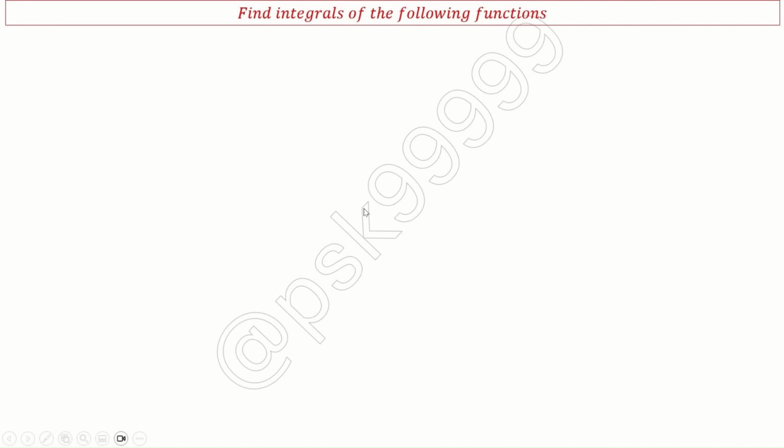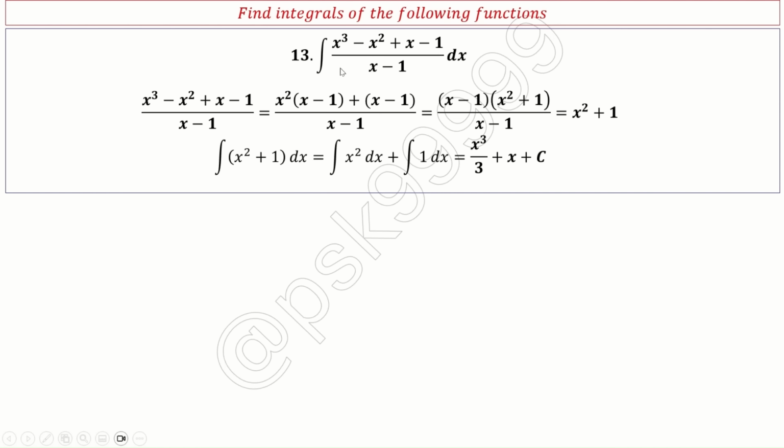Next. Okay, so same here I need to do simplification. So x cube minus x square plus x minus 1, I can write the numerator as x square into (x minus 1) plus (x minus 1), or (x minus 1) into (x square plus 1). So x minus 1 and x minus 1 in the denominator gets cancelled. I am left with x square plus 1. So I will apply the integration for each one. Integration of x square plus 1 is integration of x square plus integration of 1, which is x cube by 3 plus x plus c.